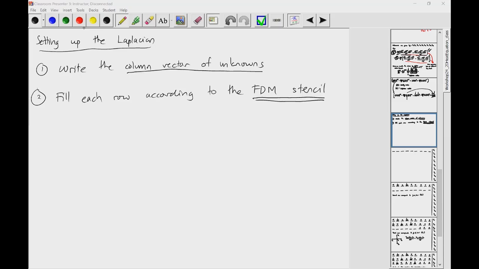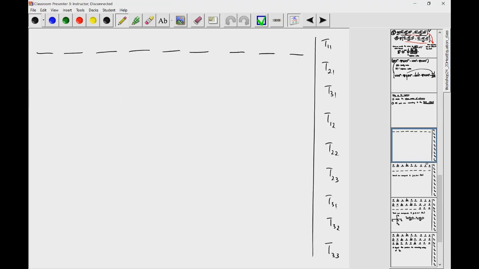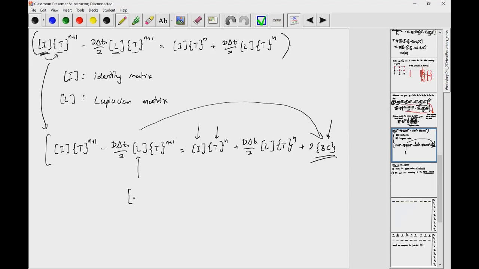To set up the Laplacian, first of all we need to write the column vector of unknowns. So going back to the example that we have before, we have 9 unknowns. We know that the system matrix is always a Laplacian matrix multiplied by a column vector of unknown values. Because in this equation we have accounted for the boundary condition, which we moved to the right-hand side, your column vector should contain only the unknown temperatures, not all the grid points.